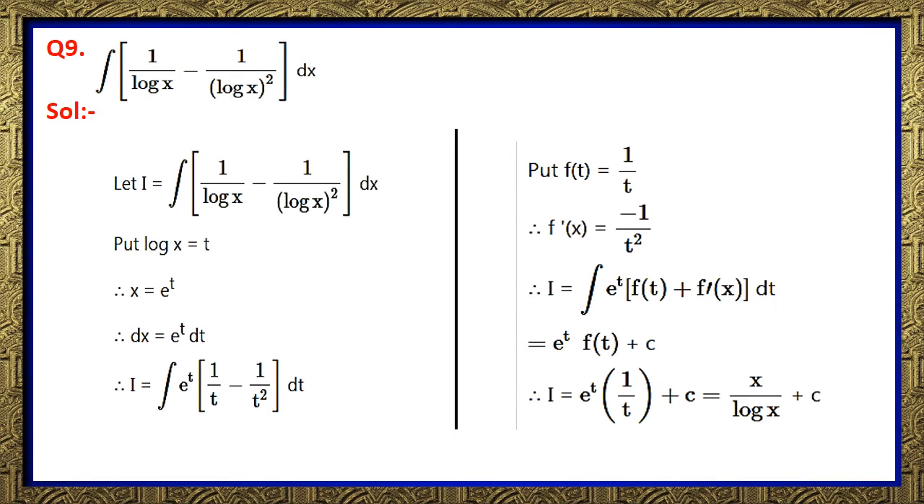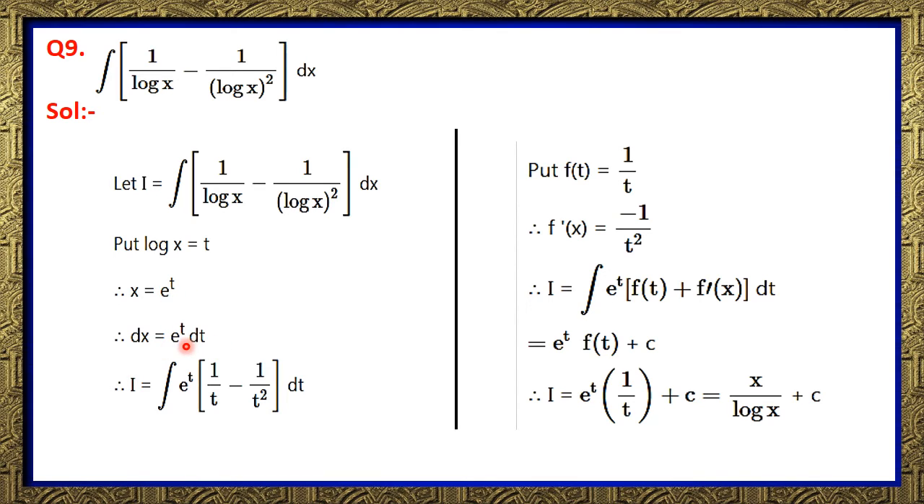Question number 9. Integral of log x into 1 upon log x minus 1 upon log x the whole square dx. So I is taken as the given integral. Now we will take log x is equal to t. Then, taking the exponential function on both sides, e raised to log x will be x only. e raised to t is equal to e raised to log x, that is x. e raised to t is equal to x. Then dx is equal to e raised to t dt.